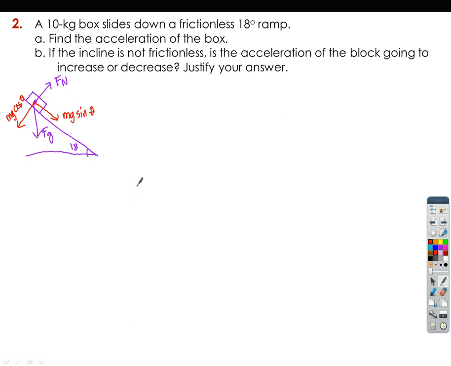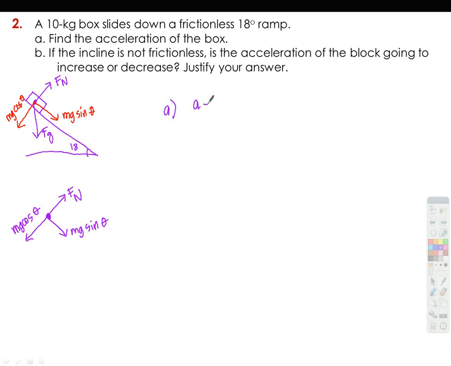Okay, so if I'm going to draw our pseudo-free body diagram, it looks like this one. Then I have mg sine theta here and mg cosine theta right here. And for letter A, we need to find the acceleration. Based on Newton's second law, we know that acceleration is equivalent to net force over m.